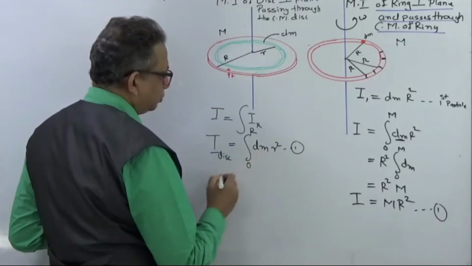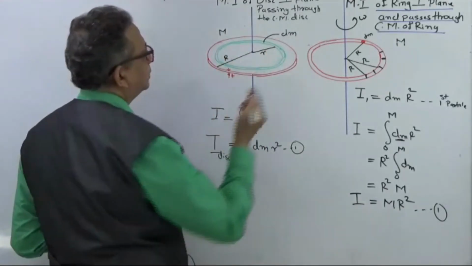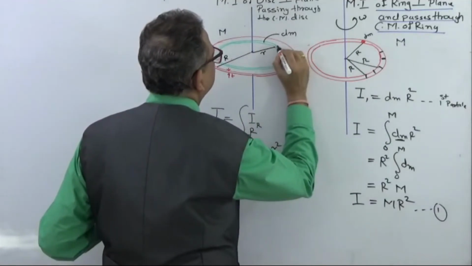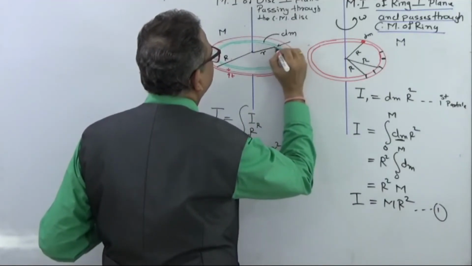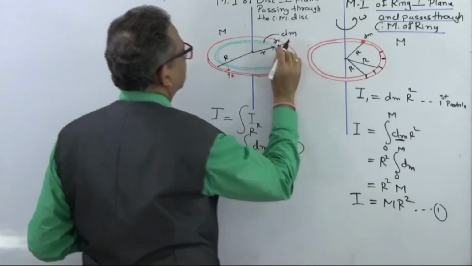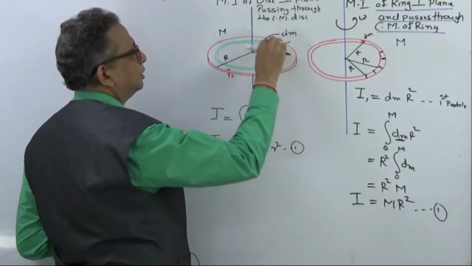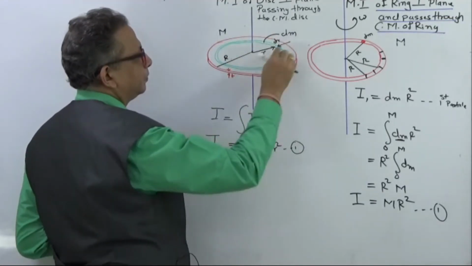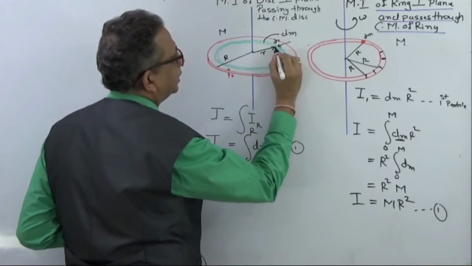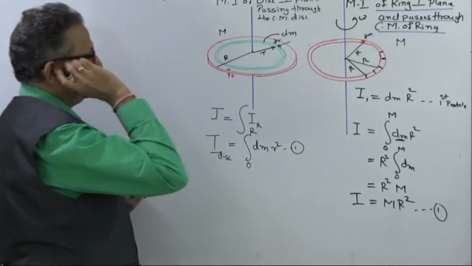The next step is to find the mass of this ring. What is the property of this ring? Suppose I have taken a very small length dr. I have cut a very small section dr in this disc, which is going to constitute a ring. So the thickness of this ring here is dr. Are you getting this?